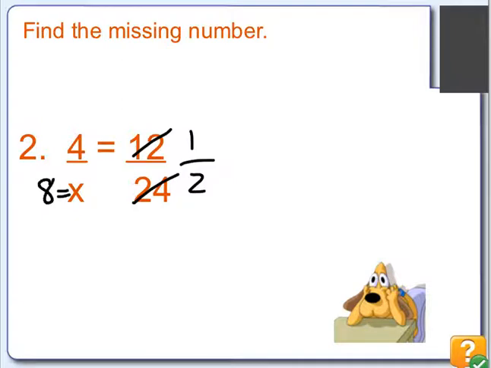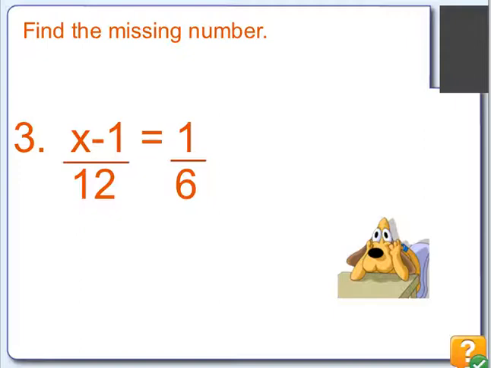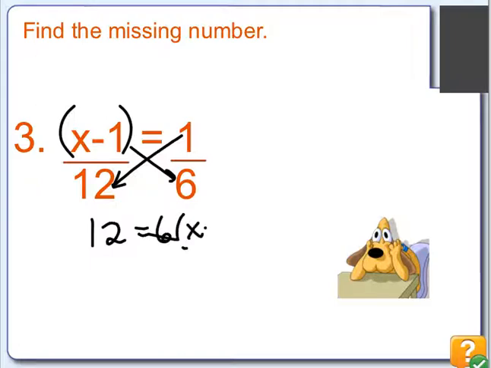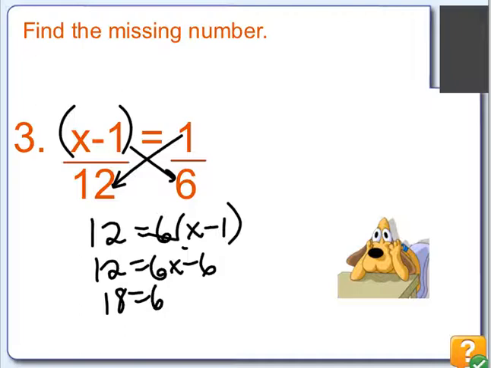Okay. Next one, a little bit more tricky because we have x minus 1, and in this case, you can figure it out in your head, but I would also encourage you to cross multiply and get 12 equals 6 times the quantity x minus 1. So we get 12 equals 6x minus 6. We add 6 to each side and get 18 equals 6x.